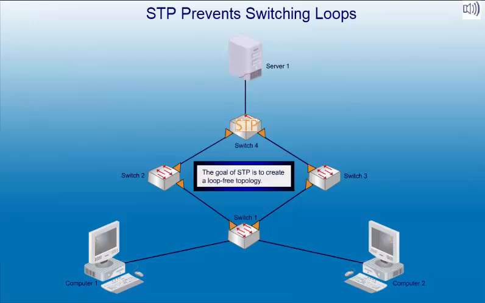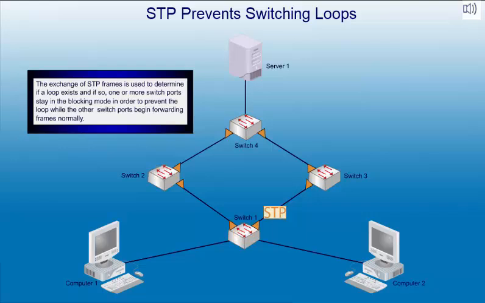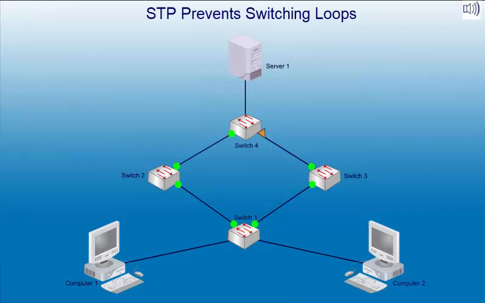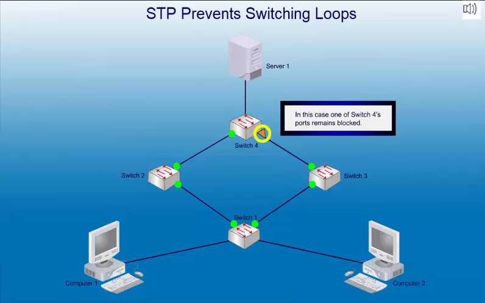The goal of STP is to create a loop-free topology. The exchange of STP frames is used to determine if a loop exists, and if so, one or more switch ports stay in the blocking mode in order to prevent the loop, while the other switch ports begin forwarding frames normally. In this case, one of switch 4's ports remains blocked.